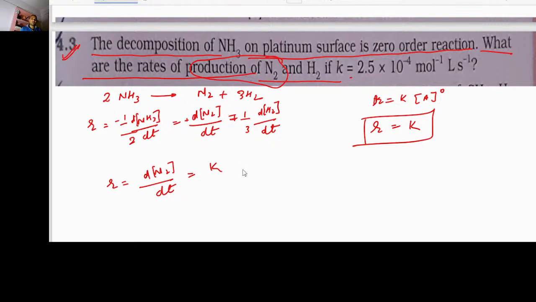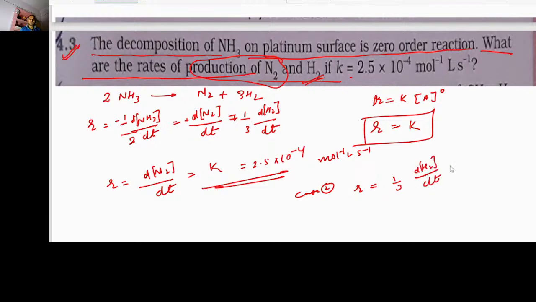So how much is it going to be, student? 2.5 into 10 power minus 4, and the unit is mole inverse liter second inverse. So the first case will be the same, student. Now the second case, case 2. What is case 2, student? Here is the rate, which you can write as 1 by 3 in the case of H2, 1 by 3 d H2 by dt.